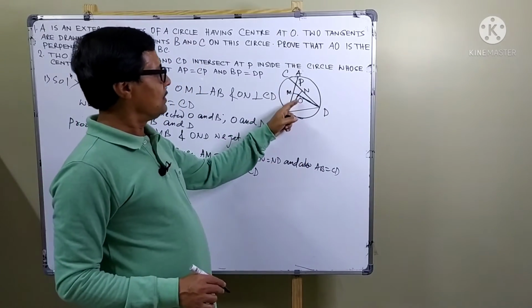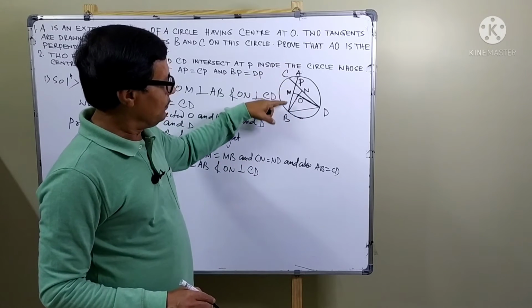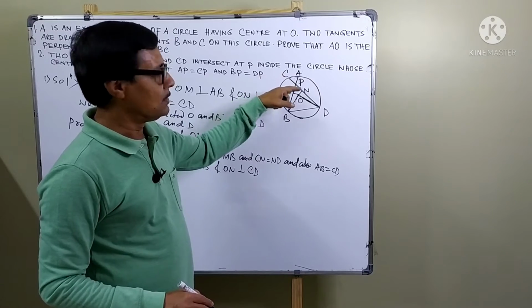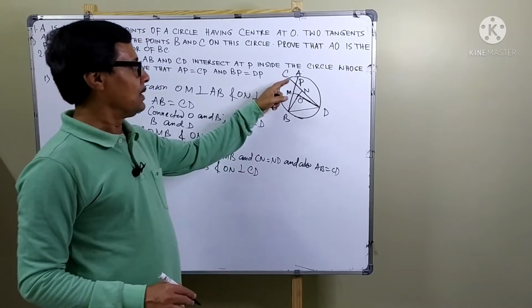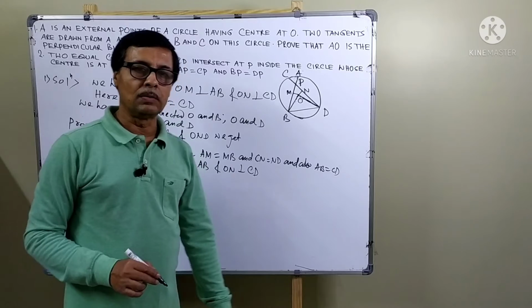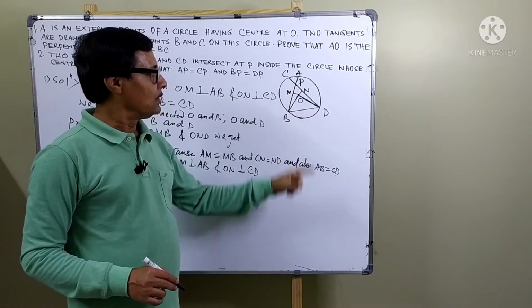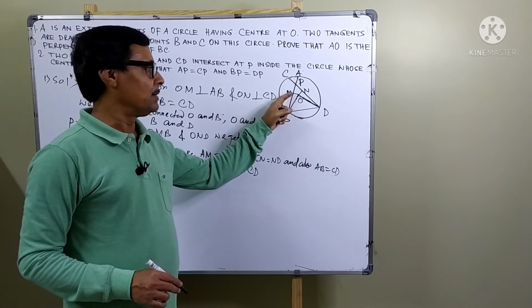Now AB equal to CD, so we can say that BM equal to ND and AM equal to CN, because AB and CD are two equal chords and they are divided into equal parts at M and N.